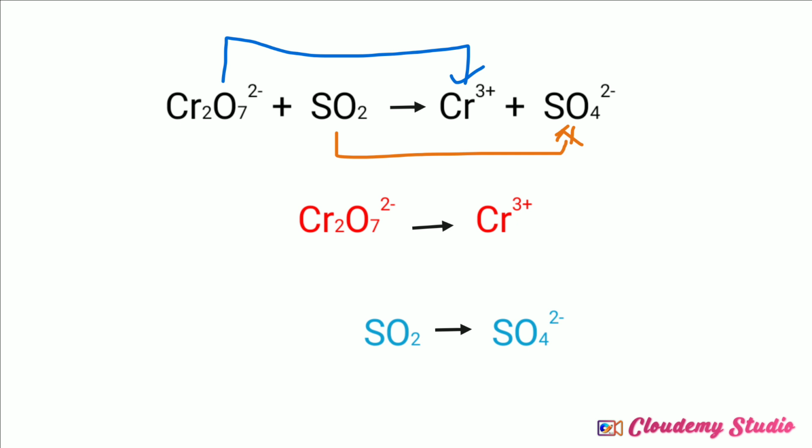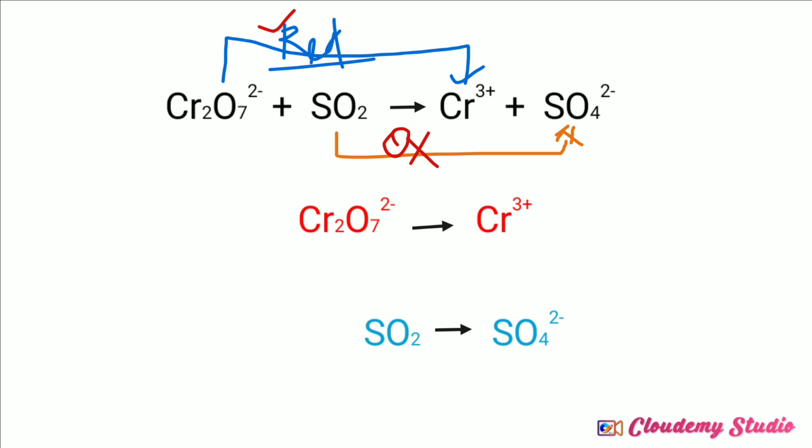Now in this change, dichromate becomes chromium ion. Here we can notice that oxygen atoms are lost. Loss of oxygen takes place, so the conversion of dichromate to chromium ion is reduction. The other change is oxidation. In oxidation, loss of electrons takes place; in reduction, gain of electrons takes place. While we are balancing, we need to make use of that principle.